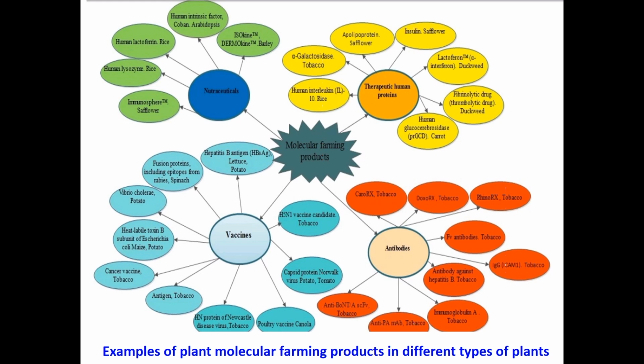For antibodies, you have multiple plant systems, and multiple antibodies are produced in tobacco. You see almost all the antibodies are produced in tobacco. More than 10 different antibodies related to that group are produced in the tobacco plant.